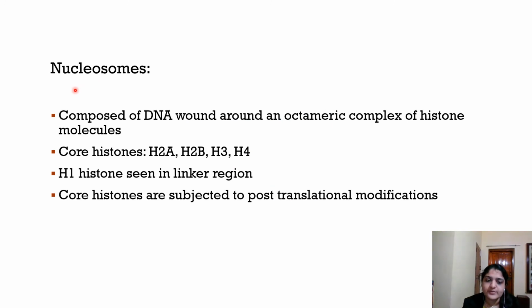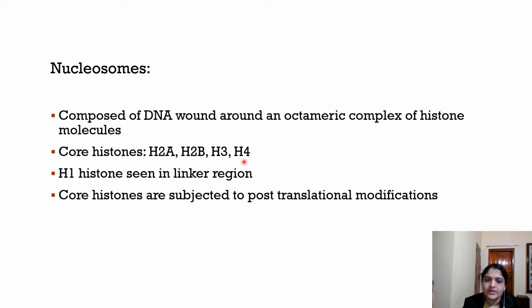So about nucleosomes. It is composed of DNA wound around an octameric complex of histone molecules. Histones are a small family of closely related basic proteins composed of arginine and lysine. The core histones are H2A, H2B, H3 and H4.